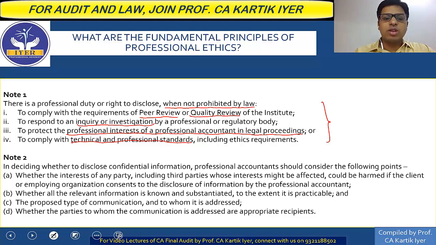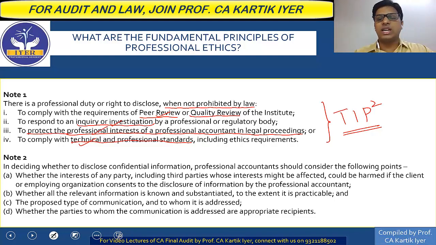If you want to remember this in a simplistic manner, let's use a code called TIP. So we'll say that if the CA receives a tip, the CA can reveal the information. So you can remember in that manner. What is TIP? T is technical and professional standards, which is covered first. I is in case of inquiry or investigation, and P square is peer review, quality review, or when the CA will have to protect his professional interest. You can see here, protect the professional interest. So if the tip is received, the CA can reveal the information. This is just a memorizing technique, so that it helps you to remember in a proper manner.